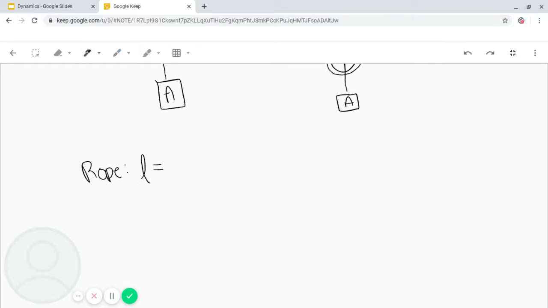So we'll say that SA plus SA plus SA plus SC, and this, of course, is equal to 3SA plus SC. So that's the length of the rope. And then from this length equation, we can differentiate to find the velocity equation.